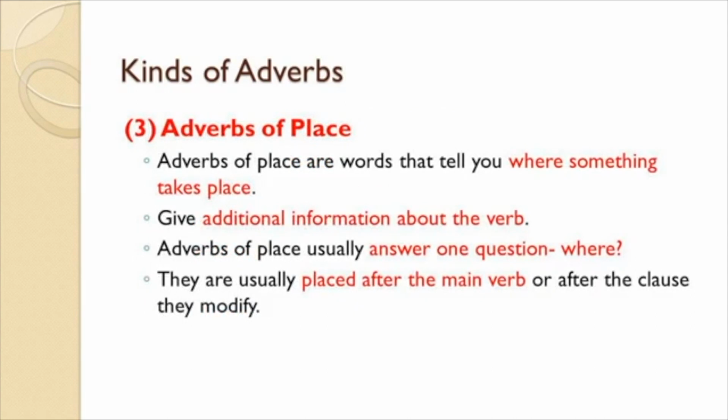The next adverb which we are going to discuss is adverbs of place. Adverbs of place are words that tell you where something takes place. They give additional information about the verb. Adverbs of place usually answer one question: where? They are usually placed after the main verb or after the clause they modify.